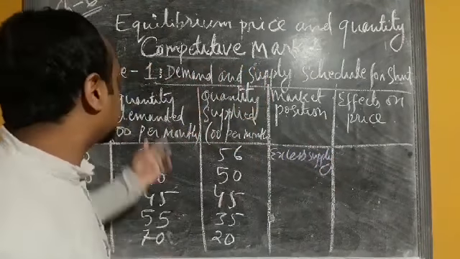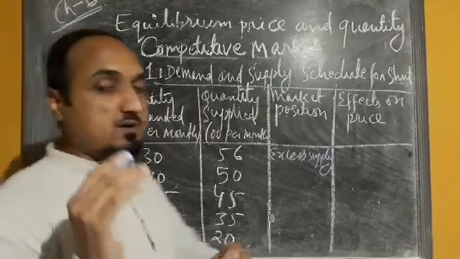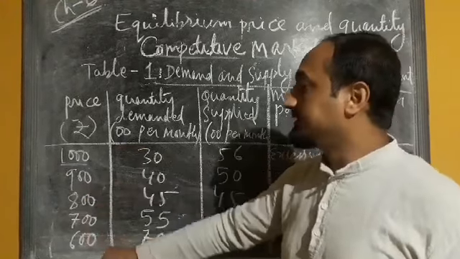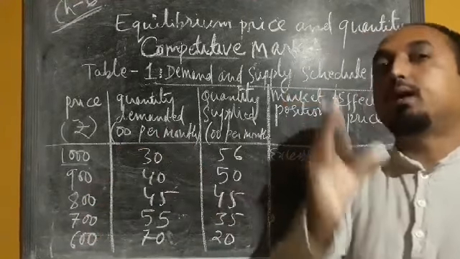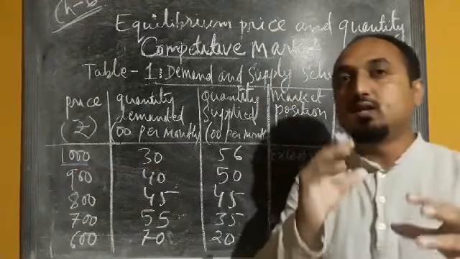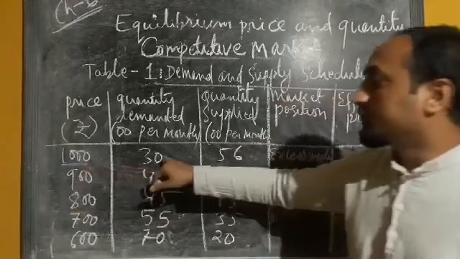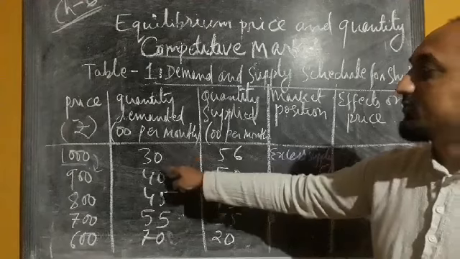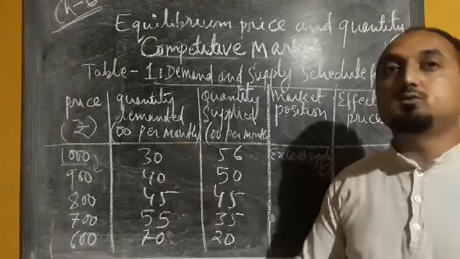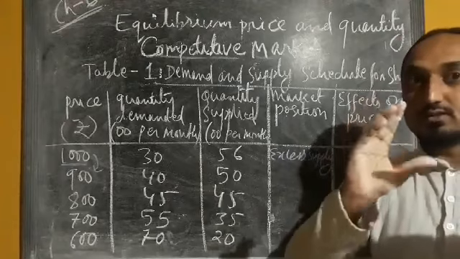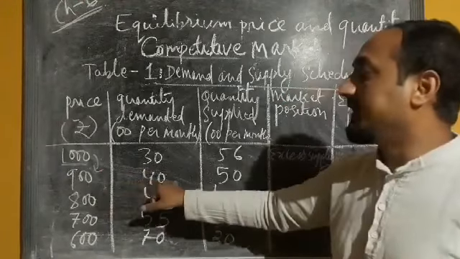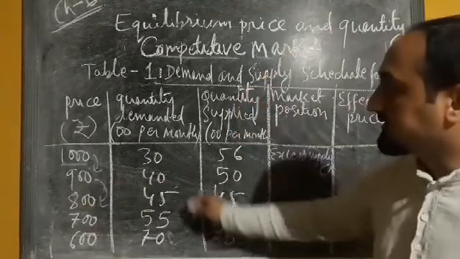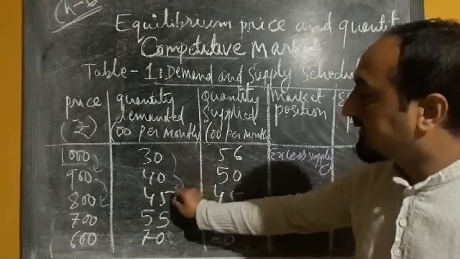Now this column 2, quantity demanded, follows the law of demand, which says that when the price of a commodity decreases, quantity demanded increases. That means price and quantity demanded have an inverse relationship. When the price is 1000, quantity demanded is 30. When the price decreases from 1000 to 900, you can see that quantity demanded increases, so there is an inverse relationship between price and quantity demanded.